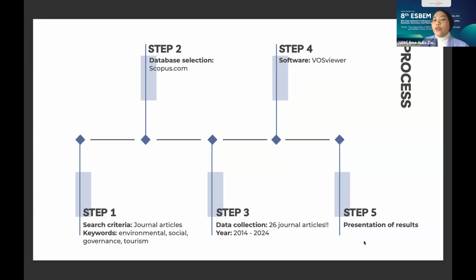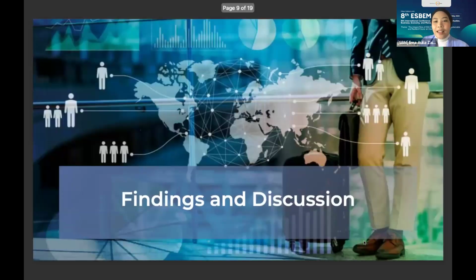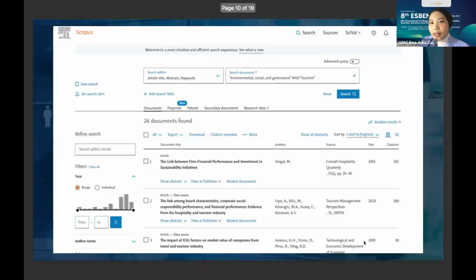So in order to visualize the findings from Scopus.com, I'm using VOSviewer as the software. This is the software to visualize the bibliometric analysis. And the last step would be the presentation of results, which is today. Okay, please, next. So this is the discussion about the findings. Let me just go straight to the next slide, please.